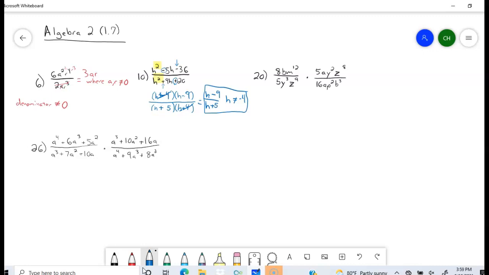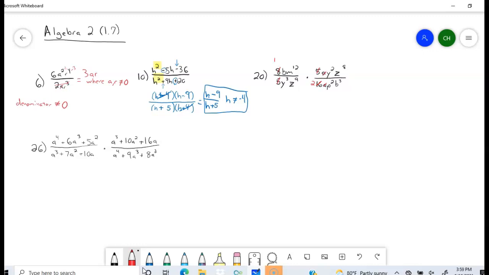All right. Number 20, I'm now multiplying two rational numbers. When we multiply fractions, we know that we can reduce anything on top of either one with anything on bottom of the other side. So we'll go red. I see that 5 and 5 will cancel. I see that 8 divided by 8 is 1. 16 divided by 8 is 2. I see that this A and this A will cancel.